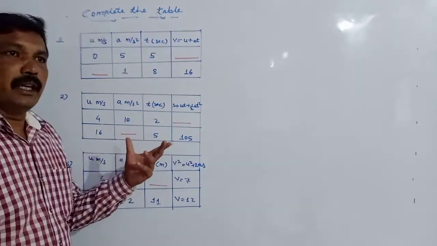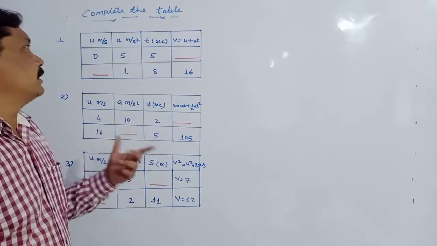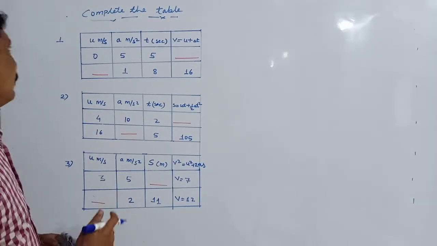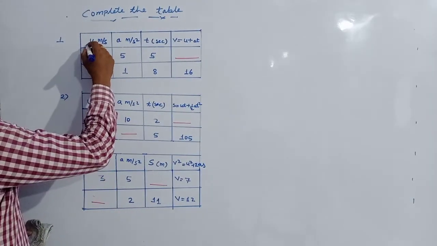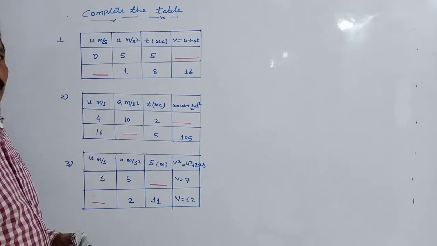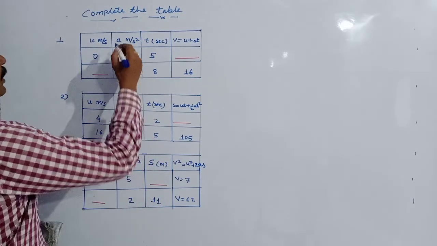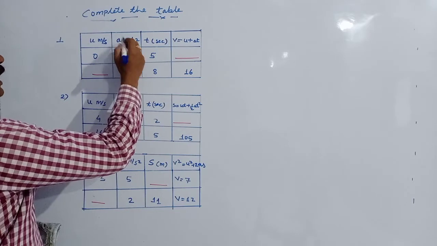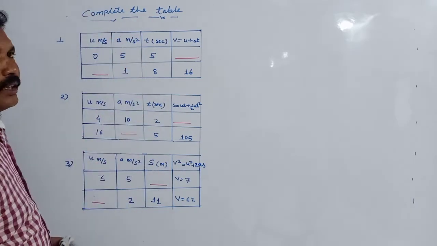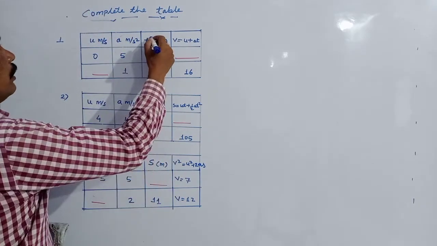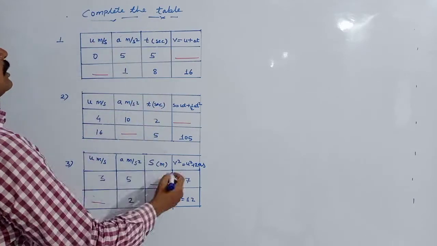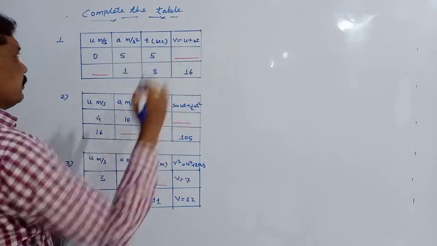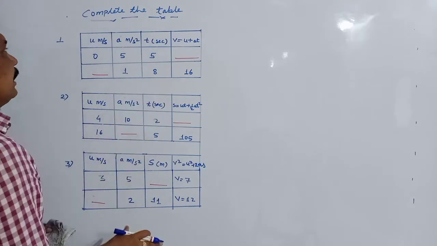We are going to study a table and try to complete the table. In this table we have the value of u. U means initial velocity. We have the value of a. A means acceleration. We have the value of t. T means time. And we have a kinematical equation, and then we have to fill the table.